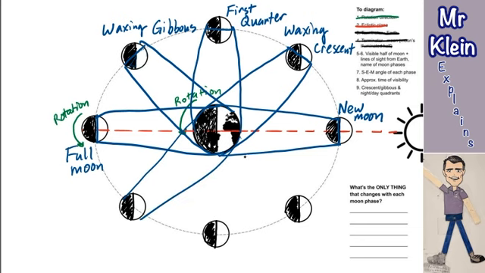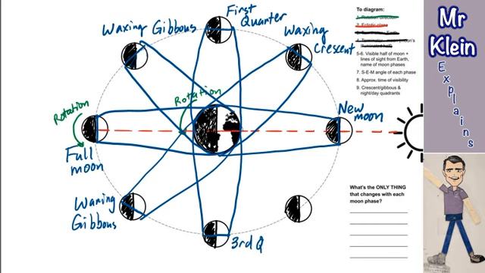And then on this side, we've got waning gibbous. And why? Because, again, most of the illuminated half of the moon is visible from Earth. And third or last quarter, again, because 1/4 of the total moon is visible from Earth during that phase.